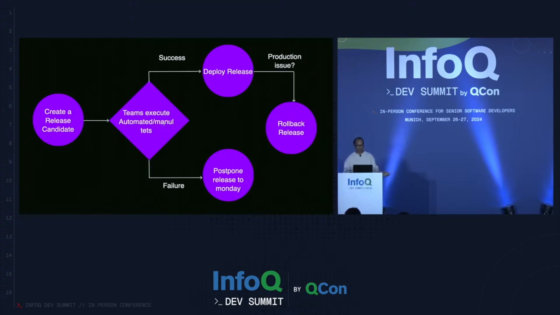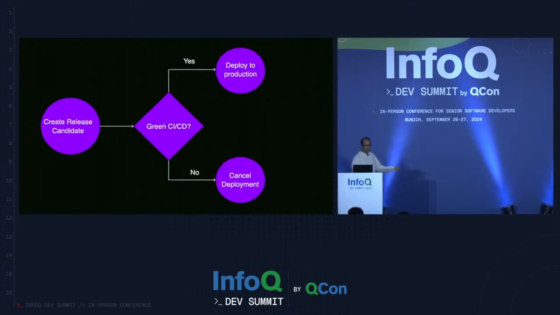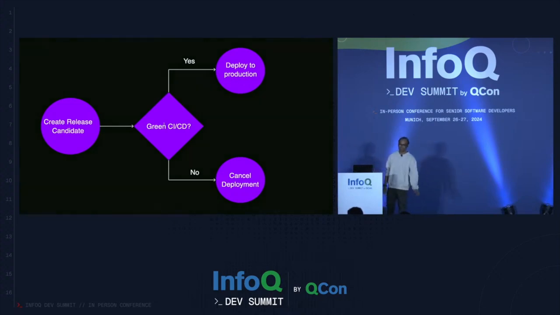Right? So of course, there is some manual intervention which is required here, but this is where we want to be. Of course, every company has a vision, right? And every person has a vision. We also have a vision. So this is what we want to do. We want to create a release candidate every day. If CI/CD is green, we want to deploy to production. That's it. If there's something which goes wrong, we want to cancel our deployment and do it the next day.